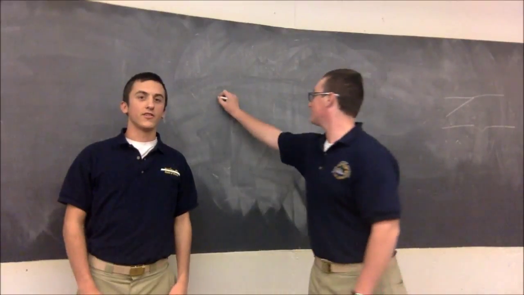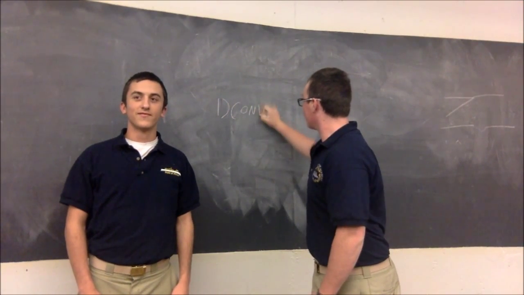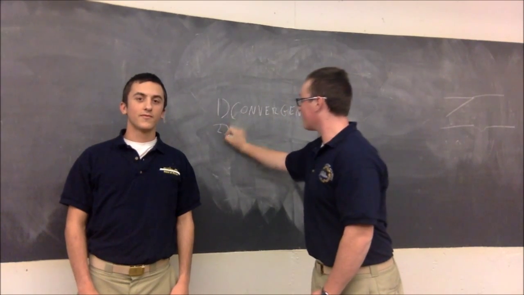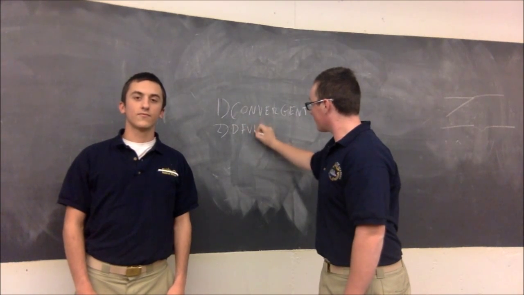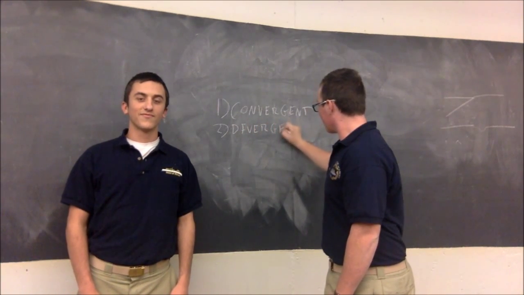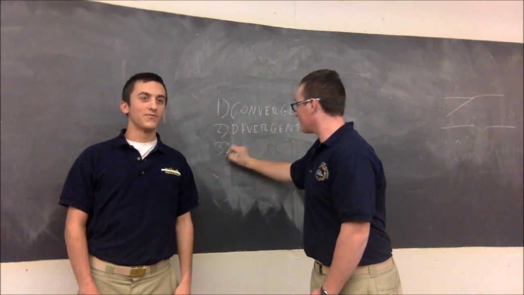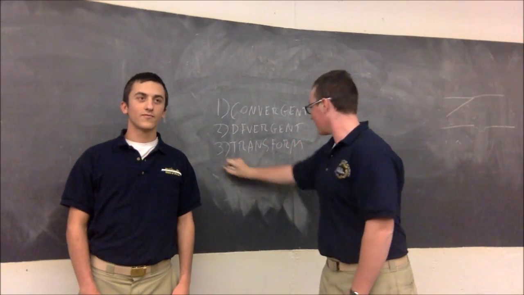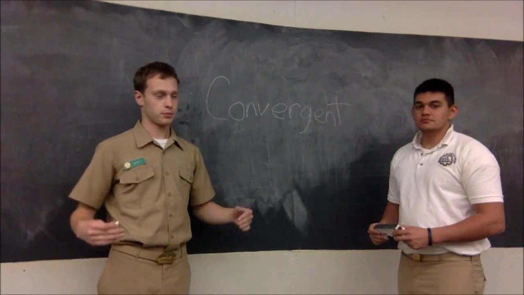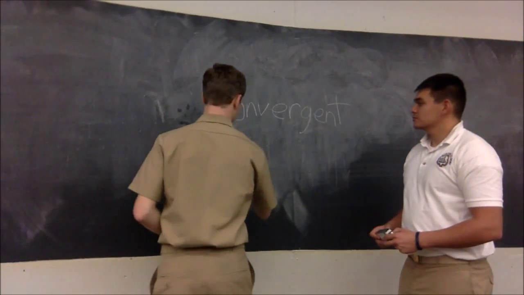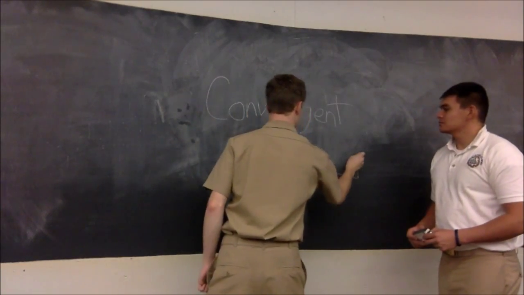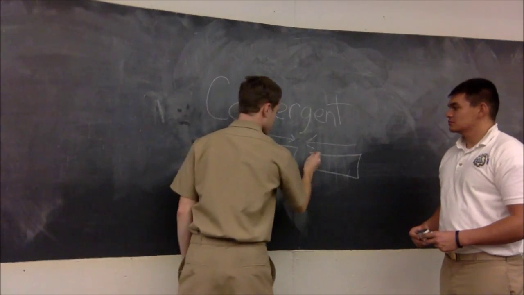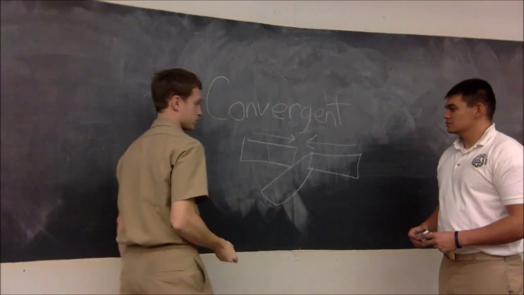There's three types of boundaries. There's convergent, divergent, and transform. So the convergent boundary is when the plates are moving towards each other. And if one of the densities is higher than the other, it can sink down, creating a trench like the Marianas Trench.